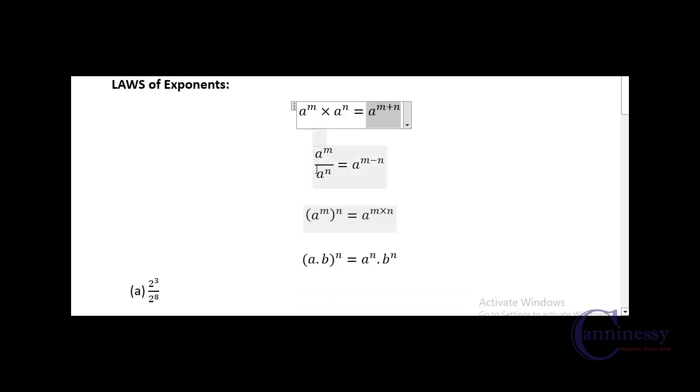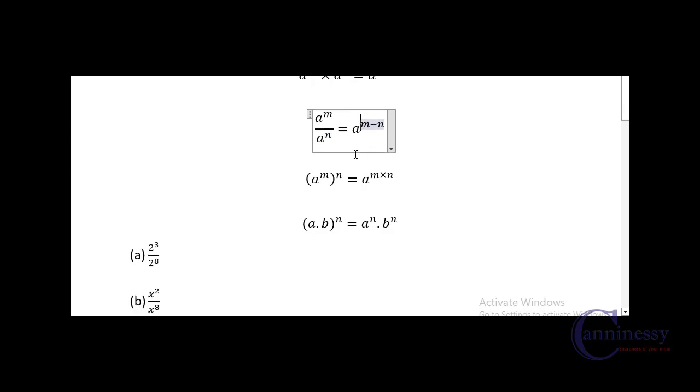The second law, we have a to the exponent m divided by a to the exponent n. The same applies here. When the bases are the same, we take a single base. Here we have m, then we say m minus n because of this division. So we say m minus n. That is the second law.